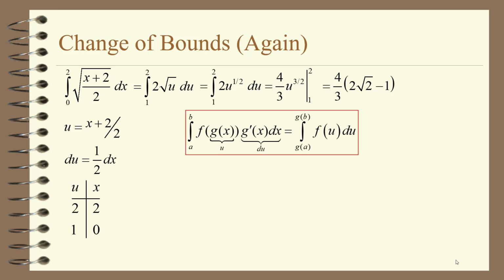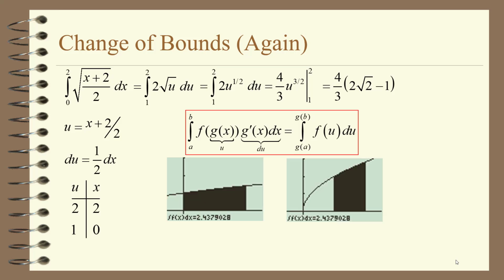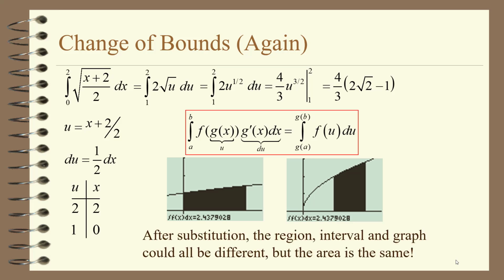Now another thing is, if you look at the two integrands, the square root of x plus 2 over 2 from 0 to 2, and 2 times the square root of u from 1 to 2, and you plot them on their separate x, y, and u, y axes, you get those pictures and they're not the same. They don't have to be the same. The only thing I'm guaranteeing is that the areas are the same. The regions don't have to be. So remember, after the substitution, the region, the interval, the graph, they can all be different. But the definite integrals will be equal as long as when you change the variables, you change the bounds.